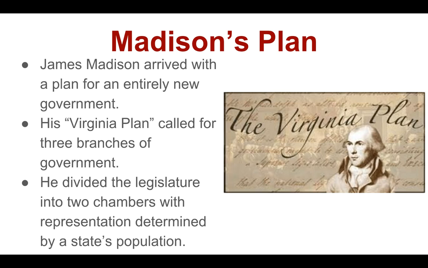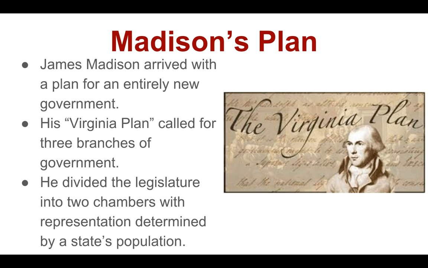And the Virginia Plan took the lessons that the states had learned by creating their own state governments and applied them to a national government. The Virginia Plan called for 3 branches of government: your executive, your legislative, and your judicial. But he took things a little bit further with the legislative branch and divided it into 2 chambers, 2 separate houses, which could debate and argue with each other.